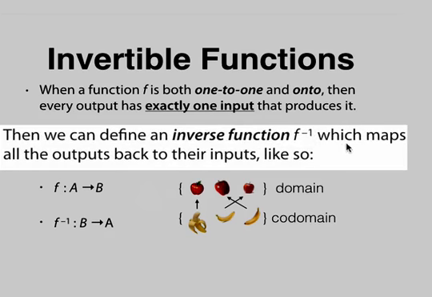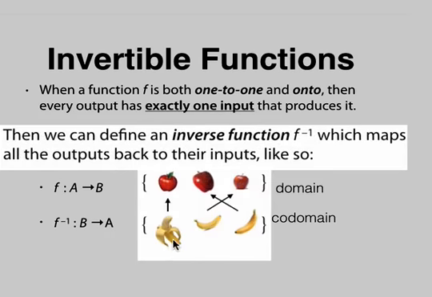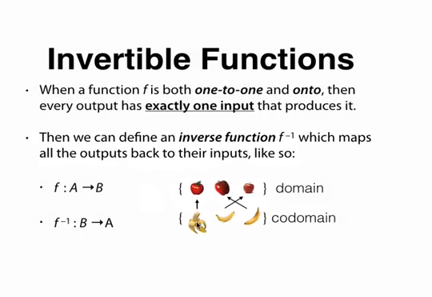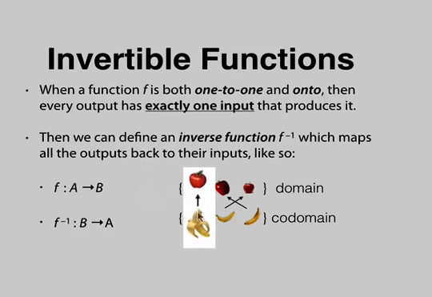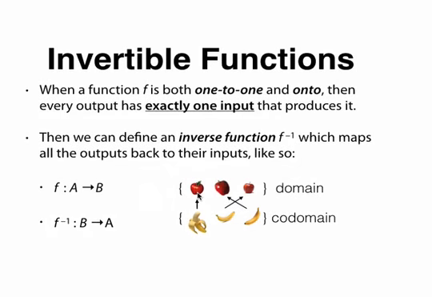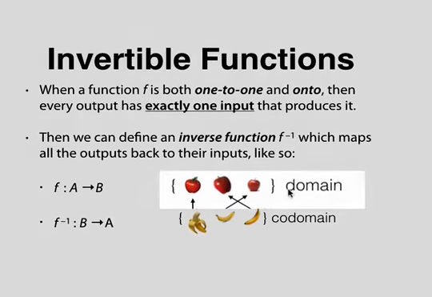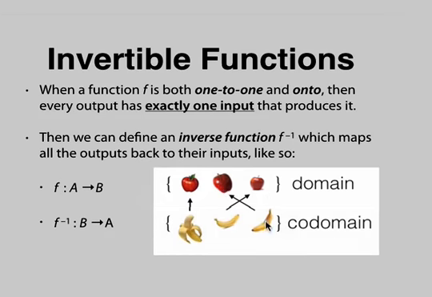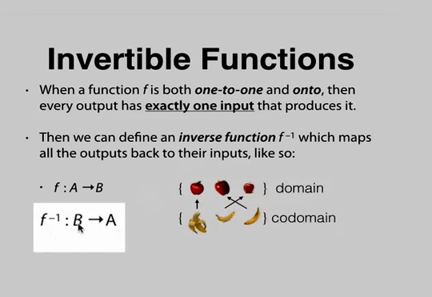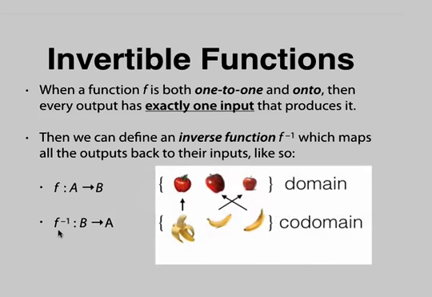The inverse function is a function that maps all the outputs back to their inputs because each output has exactly one input, right? So whereas over here, this banana was produced by this apple, now the inverse function maps the banana back to the apple. See, the arrows are reversed from before, essentially. Now, the domain of f is the apples, and the codomain of f is the bananas, but the inverse works the other way. The domain of the inverse of f is the bananas, and the codomain, where the outputs are, is the apples.